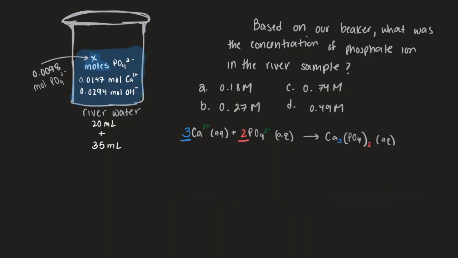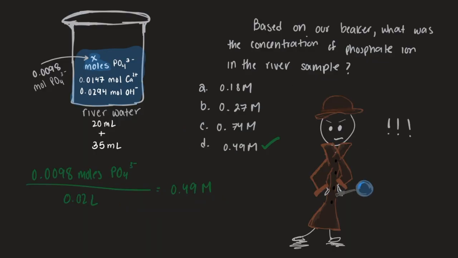The final question is, what volume do we use? 55 milliliters, 35 milliliters, 20 milliliters. Remember, all of the phosphate ions came from the 20 milliliter river water sample, so that the river water's phosphate ion concentration is 0.0098 moles divided by 0.02 liters, which is 0.49 molar. That's really high. We better report this to an environmental regulatory agency right away.